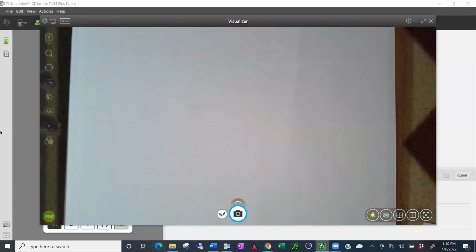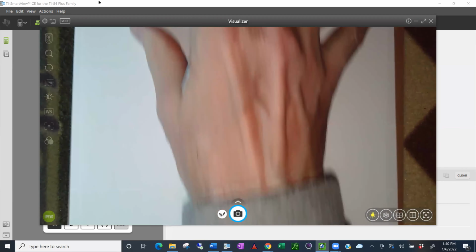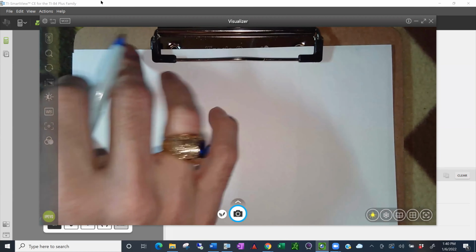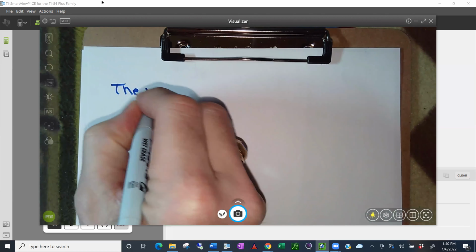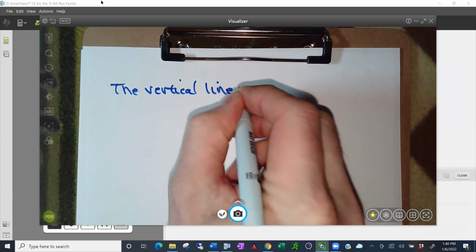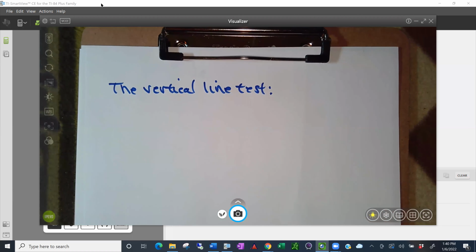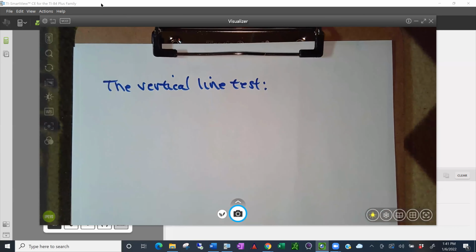And those reminders are to really decide when something is a function. So in order to be a function, something has to pass the vertical line test. What's the vertical line test? A vertical line drawn through the graph anywhere can only touch the graph at most once.